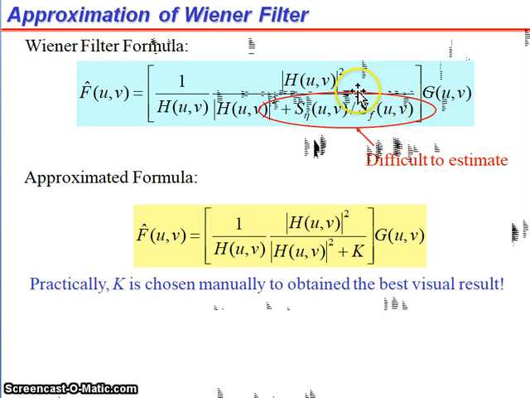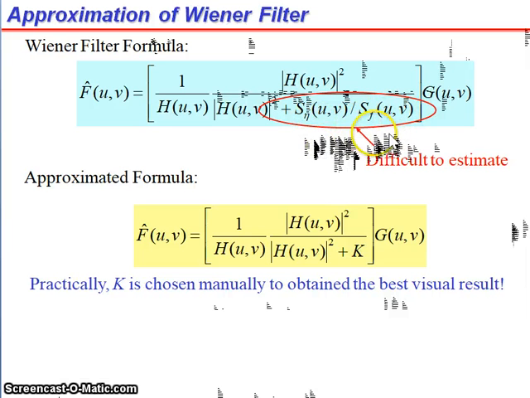We know only the degraded image, G of u comma v, and the estimated degradation function, H of u comma v. By using blind deconvolution methods, we can estimate H of u comma v. So we know G, we know H, and of course we know the noise, from which we can find the PSD value Sn of u comma v. But we don't know Sf of u comma v, since we don't know the input image F of u comma v, that means f of x comma y. So it is difficult to estimate.